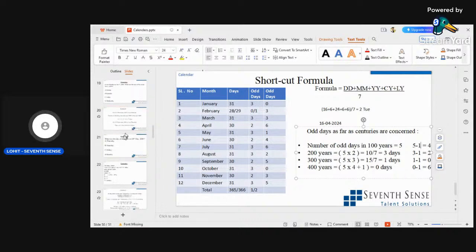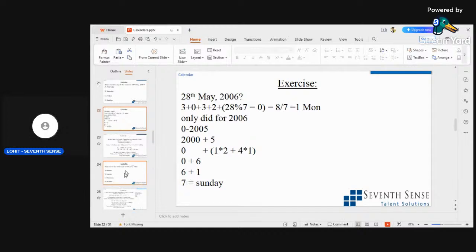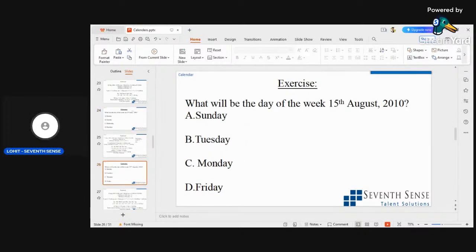Okay, so now I will take a simple date here, and please solve the question very quickly. Okay, let's see. I will just take one single date. This is the date, 15th August 2010. Now I need the answer for this one from you guys.